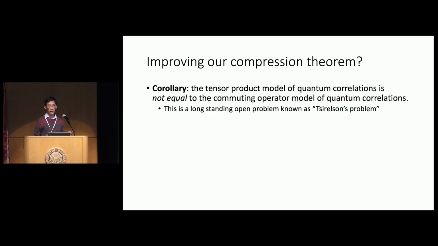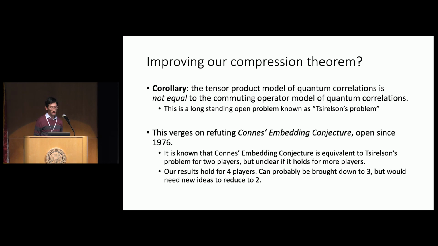And this would have ramifications for some questions in mathematics that people have cared about. So, for example, it would resolve Tsirelson's problem in saying that the tensor product model of quantum correlations is different from the commuting operator model. And this also verges on refuting something known as Connes' embedding conjecture.